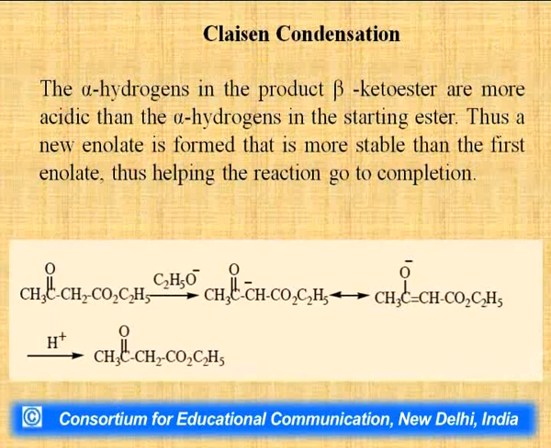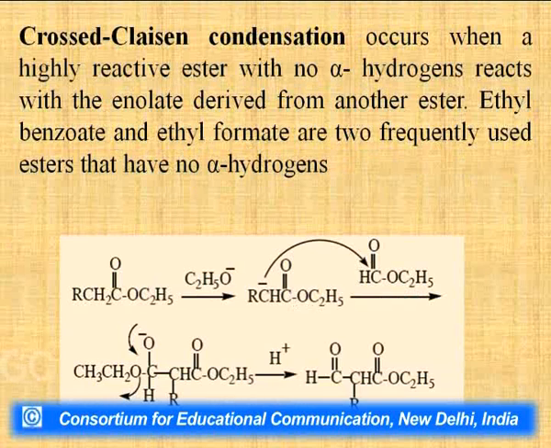In the Claisen condensation, the alpha hydrogens in the product beta keto ester are more acidic than the alpha hydrogens in the starting ester, because a new enolate is formed that is more stable than the first enolate, thus helping the reaction go to completion. The mechanism is the same, with abstraction of a proton, attack of the carbanion on the second reactant, and then reaction with acid to give the beta keto ester.